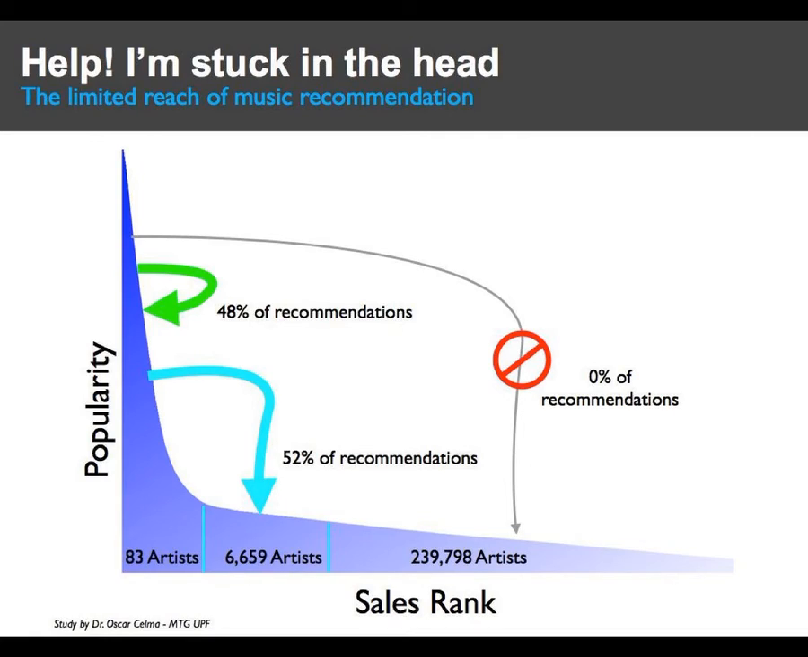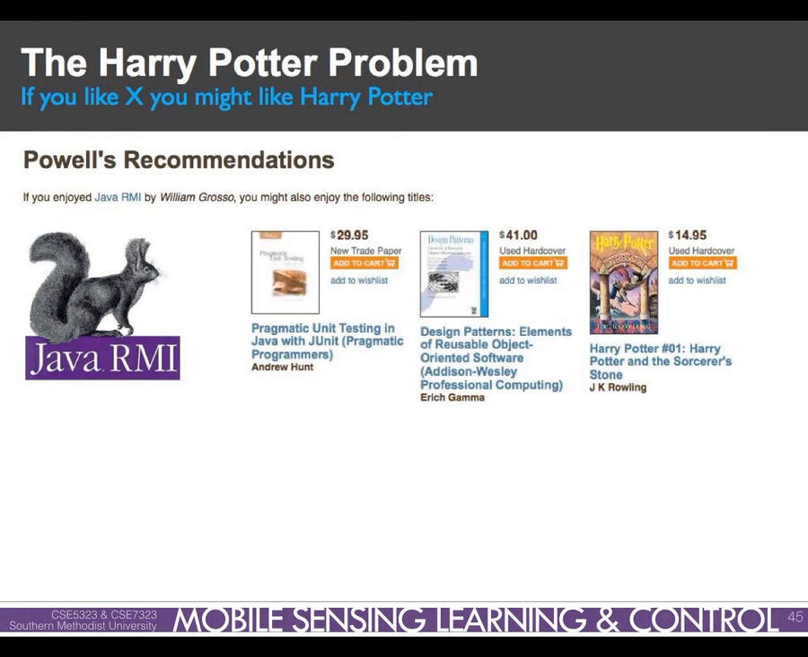Most of your examples come from these 83 artists that a lot of people like, all right? You'll see the same thing happen when it pops up on Amazon. Yeah, Amazon recommendation. This is called the Harry Potter problem. It's the same kind of thing, right? If you liked Java RMI, you might also like programmatic unit testing, design patterns, and Harry Potter Episode 1. Because everybody loves Harry Potter.